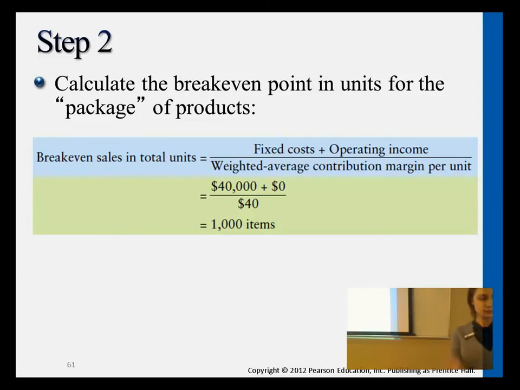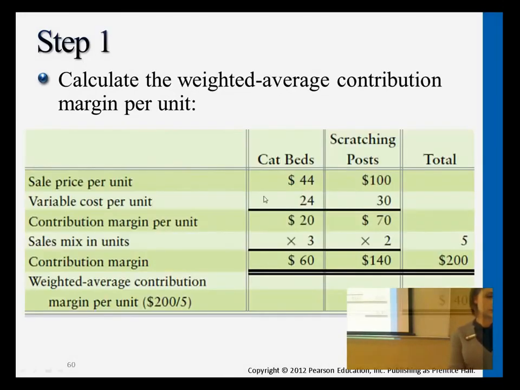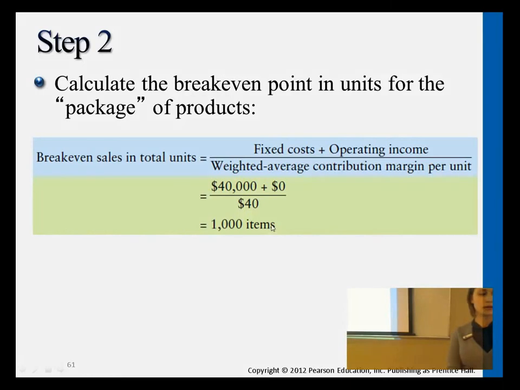So I'm going to take that fixed cost that I just told you about, that is $40,000. My operating income, I'm calculating break-even point. It's a 0. So $40,000 divided by that $40 that I just found here, right? My weighted average contribution margin per unit. So I have 1,000 items. What is the 1,000 items? That's my break-even point in units for that bundle.